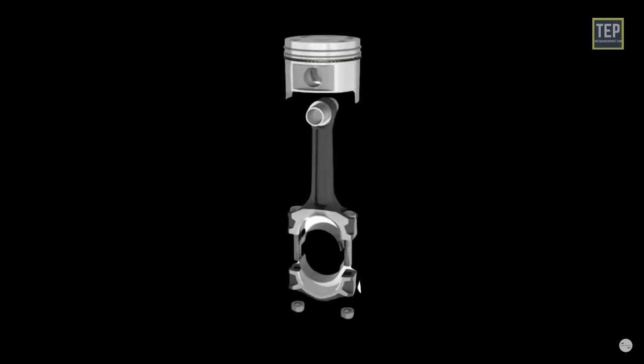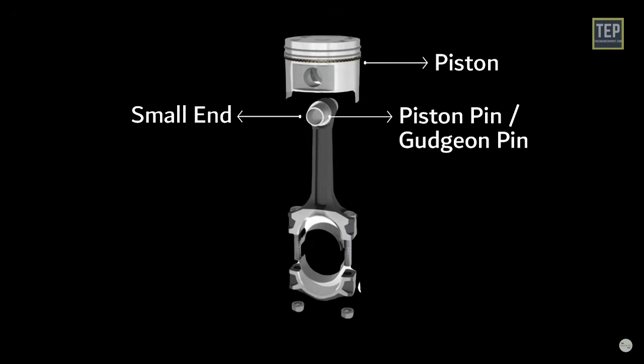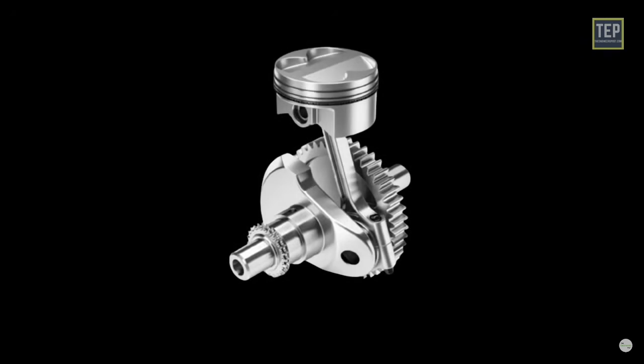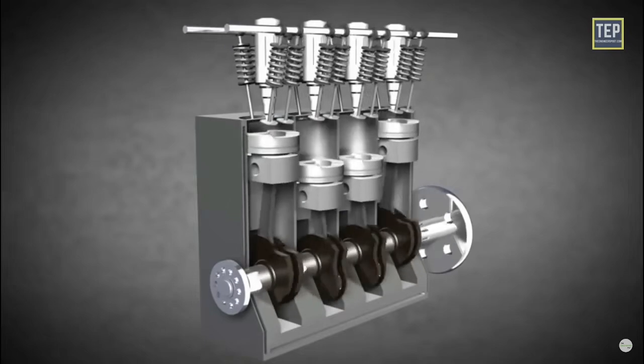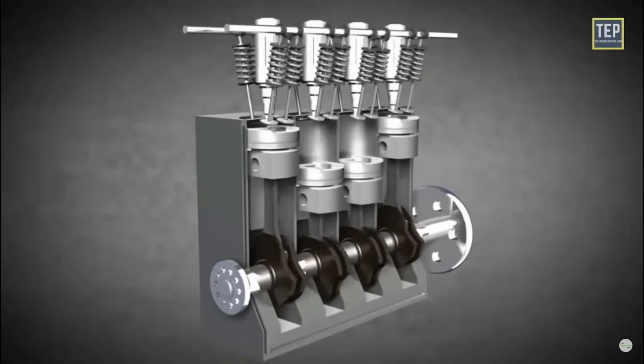The upper end of the connecting rod is called the small end, which carries the piston by means of a floating pin called piston pin or gudgeon pin. The lower end is called the big end of the connecting rod, which connects the crankshaft through the crank pin. Crankshaft is a mechanical component used in a piston engine to convert the reciprocating motion into rotational motion.